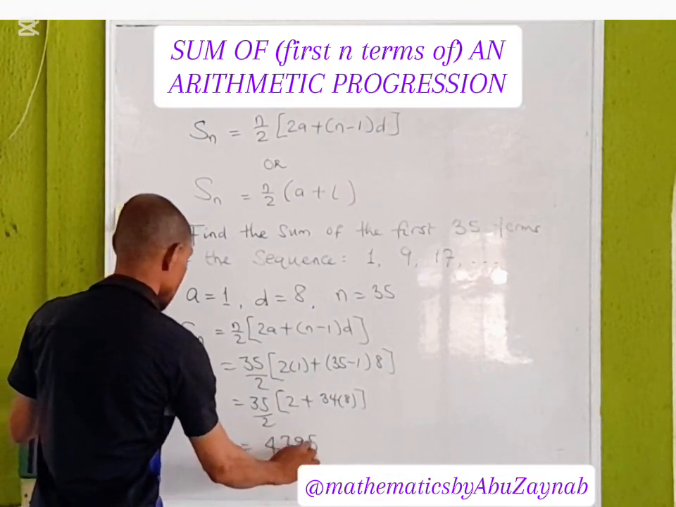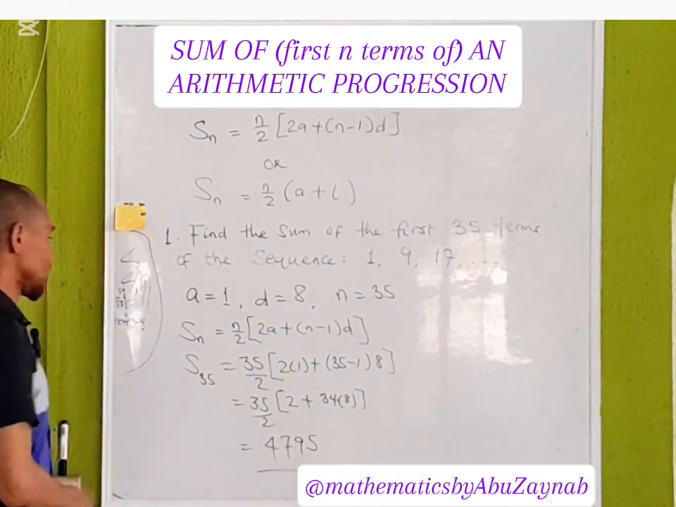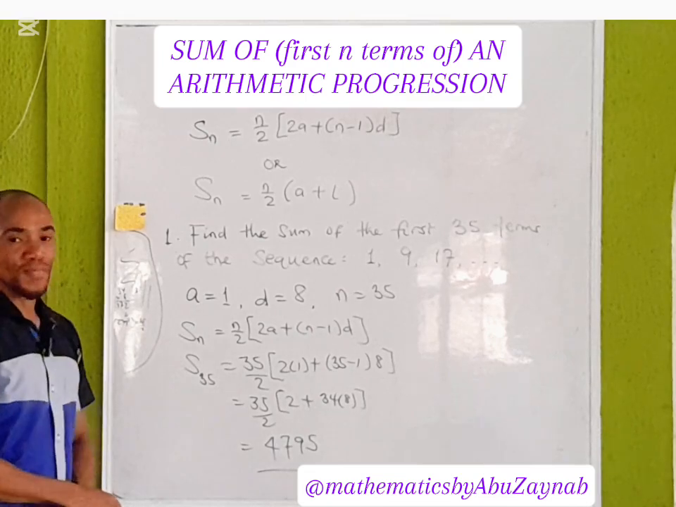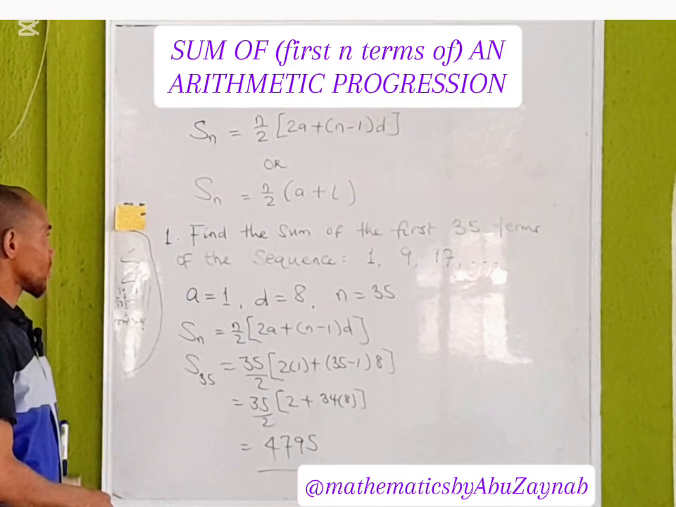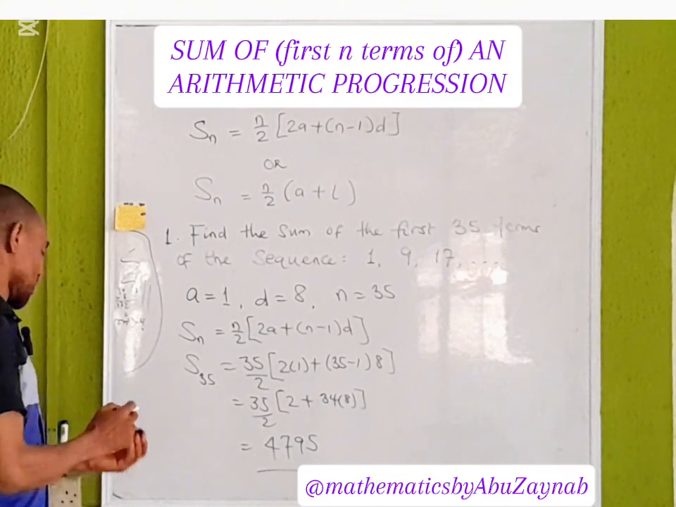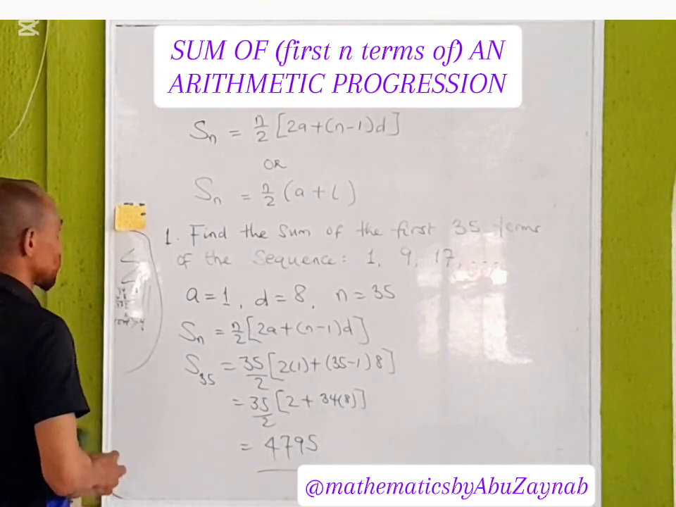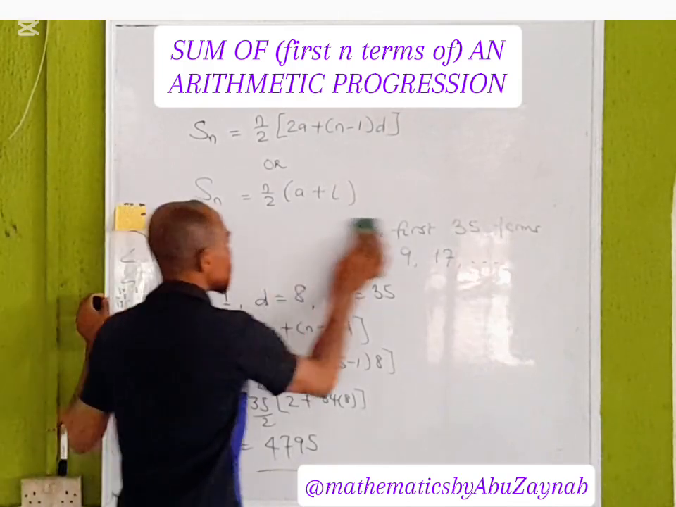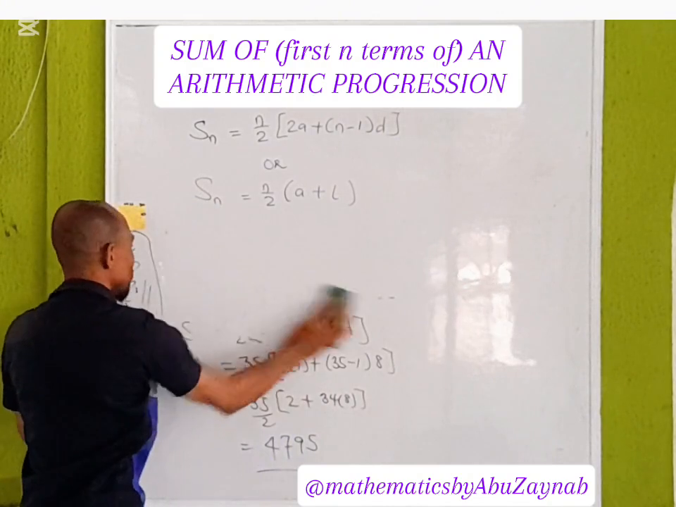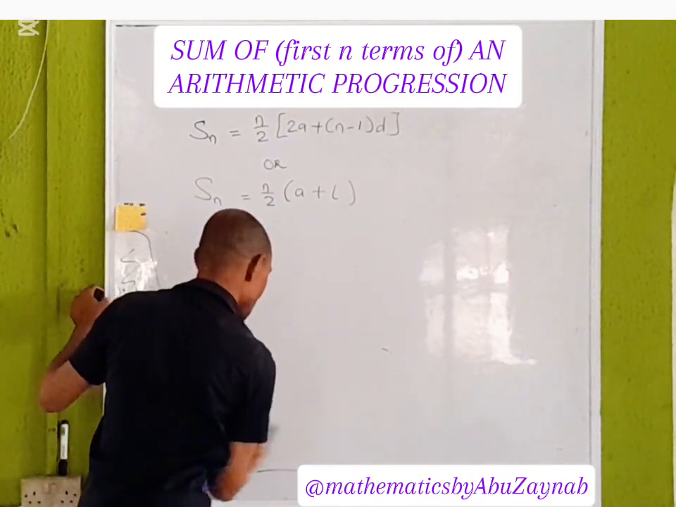4795 as the sum of the first 35 terms of that sequence, particularly an AP. And that's the end of that solution. It's not that complicated. So without much ado, let's take question number 2 and see how that plays out.